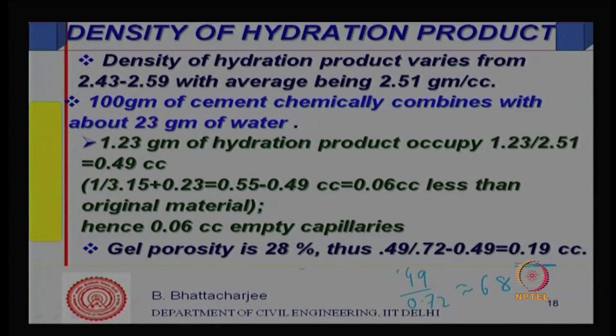So, if I take 1 gram of cement and allow it to hydrate fully, the solid product of hydration will occupy 0.49 cc, 0.19 cc will be occupied by the gel pores enclosed within this product of hydration, plus you may have a capillary pore space of 0.06 cc, empty capillary sized pores. So, this is what comes from the previous models.